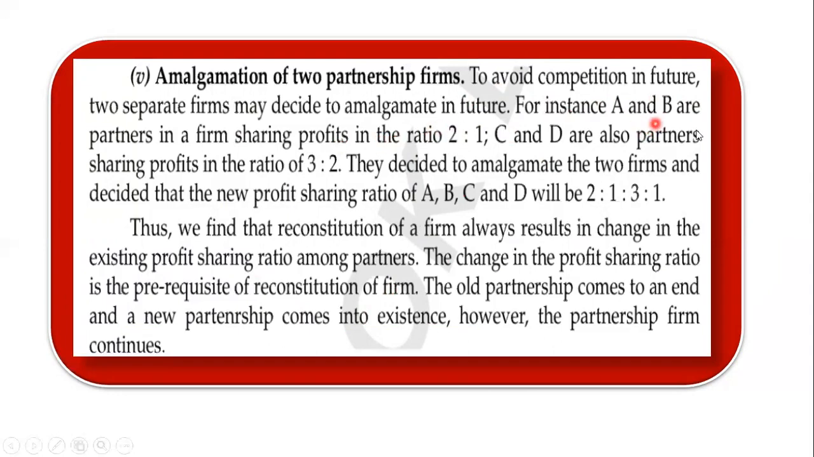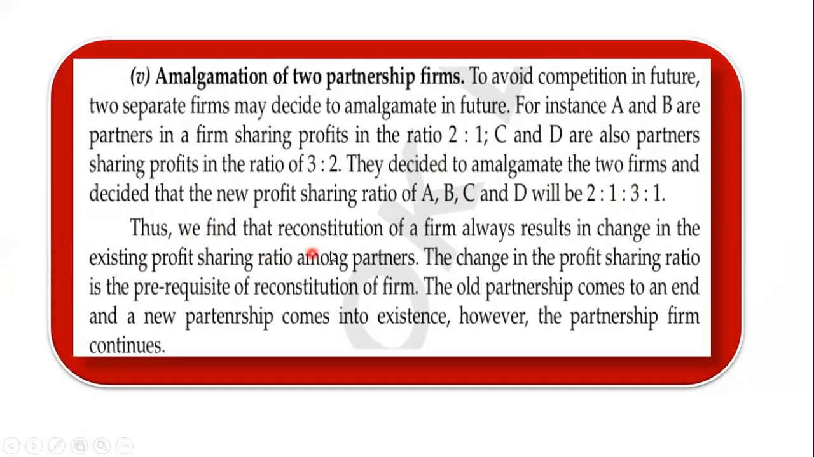For instance, A and B are partners in a firm sharing profit in the ratio of 2 to 1. And C and D are also partners sharing profit in the ratio of 3 to 2. These are two different partnership firms. A and B is one firm and C and D is a different partnership firm. So they decided to amalgamate the two firms and decided that the new profit sharing ratio of A, B, C and D will be 2:1:3:1.